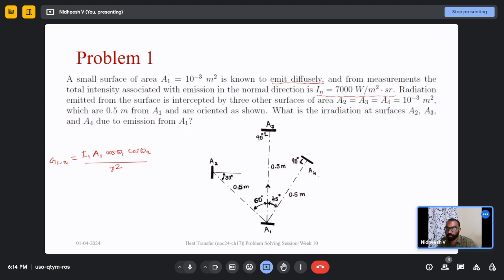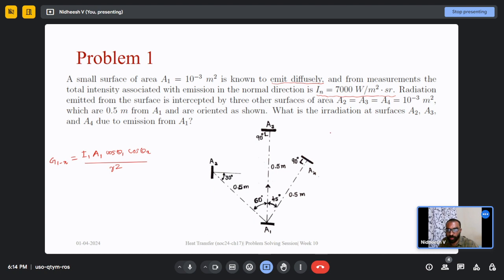A1 is known to us, 10 power minus 3 meter square. Cos theta 1 is known to us, but cos theta 1 and cos theta 2 depend on the pair we are considering. Are we considering emission from A1 that is being intercepted by A2, or by A3, or by A4? And R is the distance between these two surfaces.